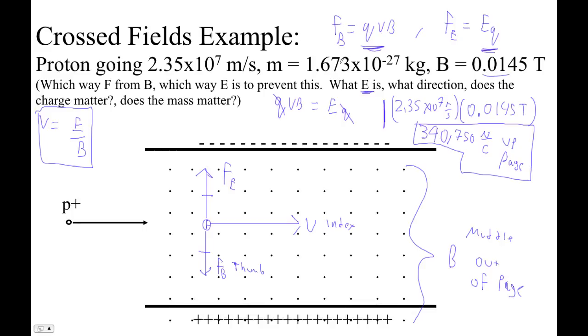It doesn't depend on the mass. I gave you the mass here, right? That's just kind of a red herring. But it doesn't matter, the mass. If it goes straight, it's not accelerating. And so the mass doesn't matter. So that's sort of interesting.